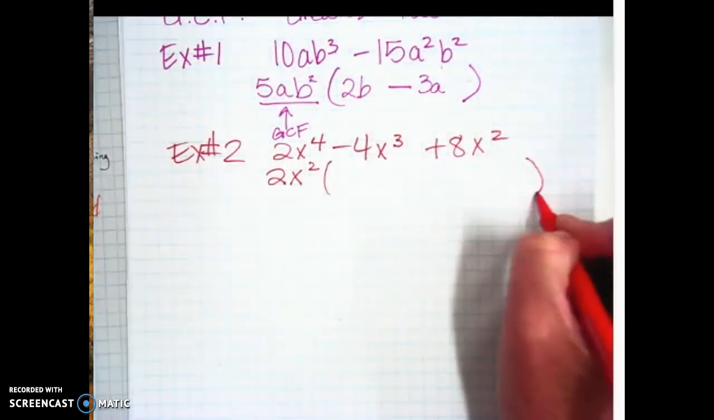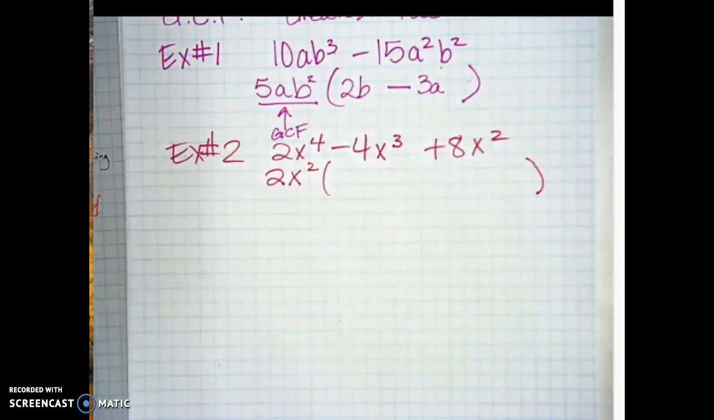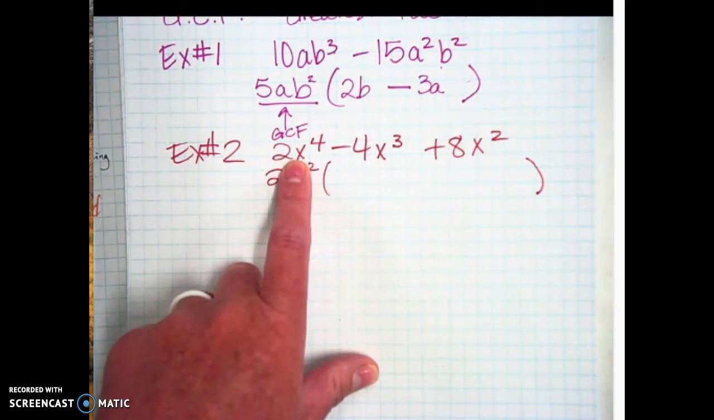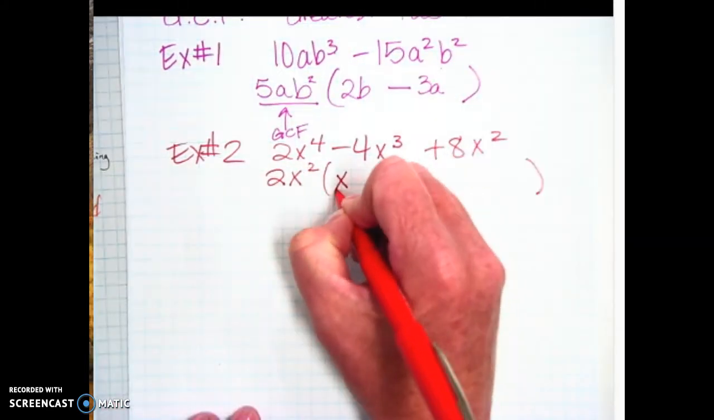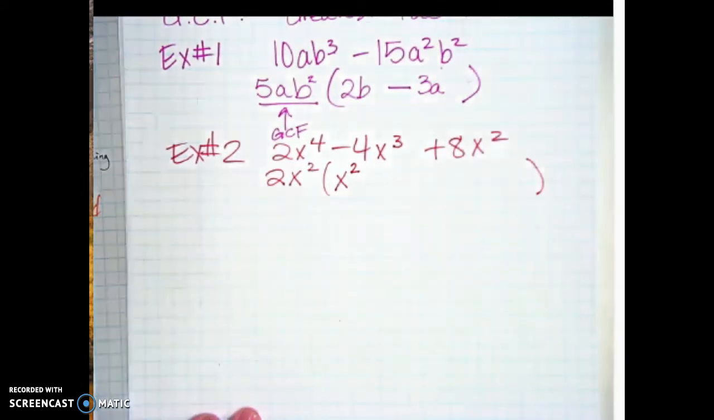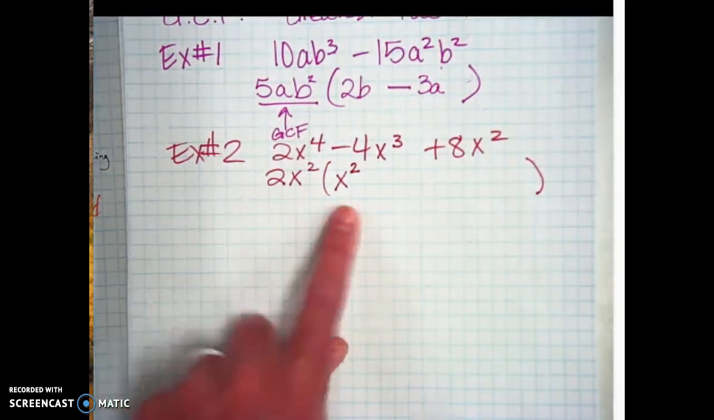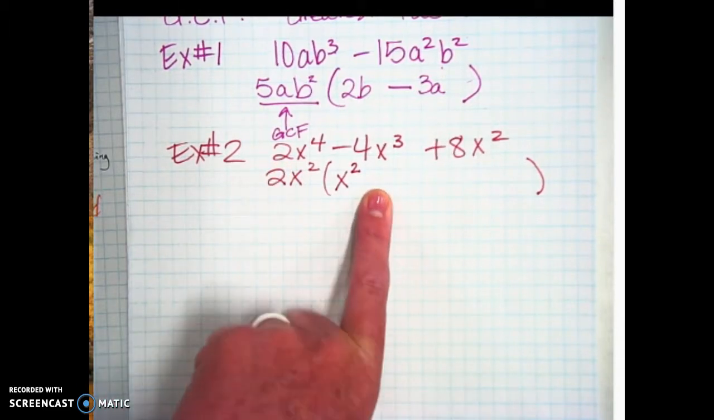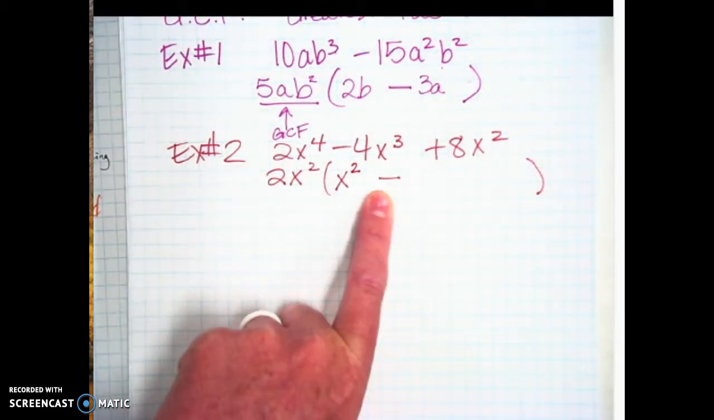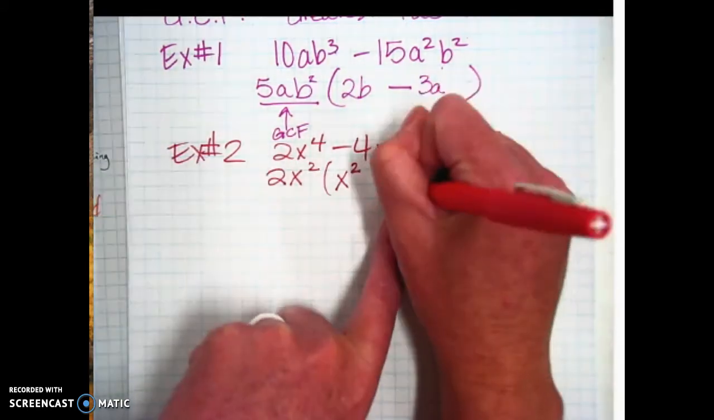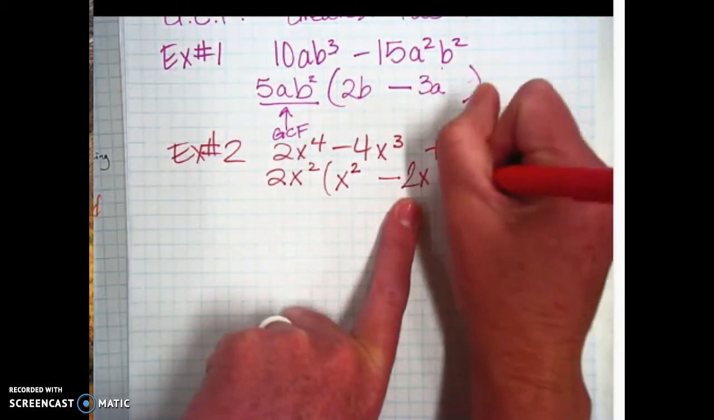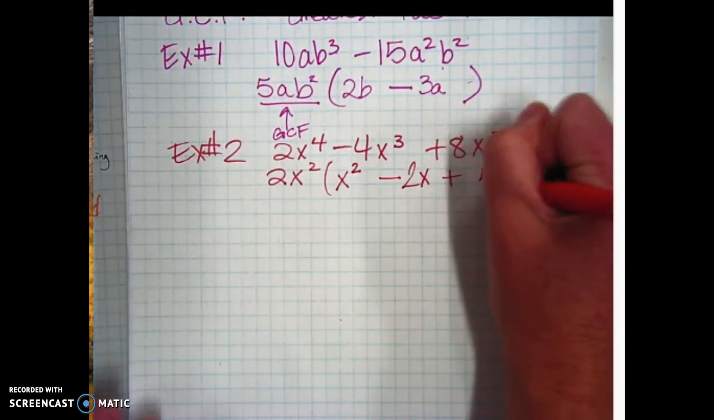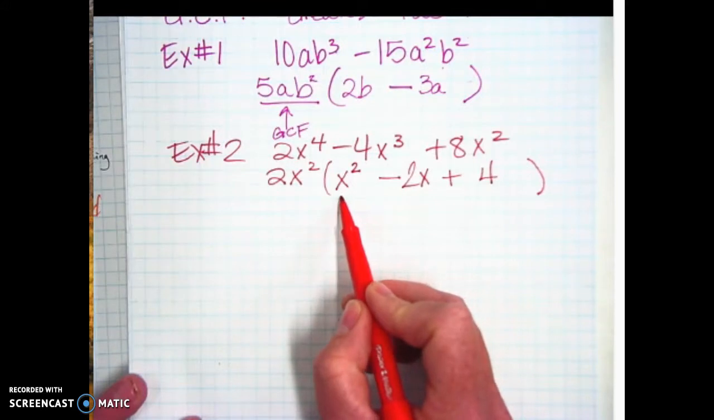Then inside those parentheses, we're going to have a trinomial, right? 2x squared goes into 2x to the 4th just x to the second, because 2x squared times x squared is 2x to the 4th, right? What would be the second term? Minus 2x. How about the third term? 4.